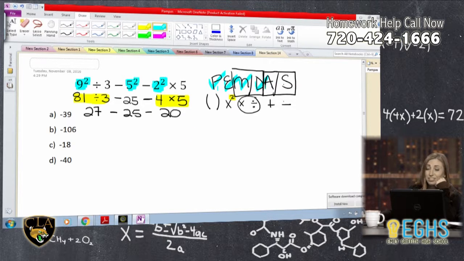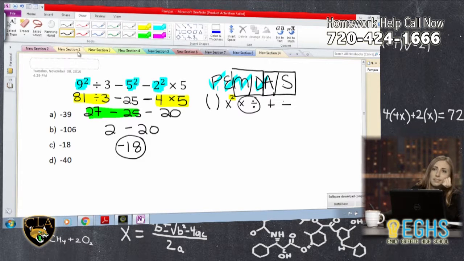Now we would do any addition or subtraction from left to right. So we'll start with our furthest to the left, which is the 27 minus 25. And you get 2. And then we rewrite everything else. At this point, we just have one last operation to do. We have 2 minus 20, and we get negative 18.